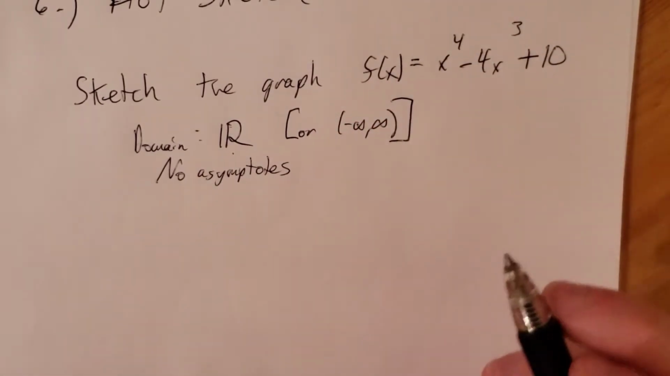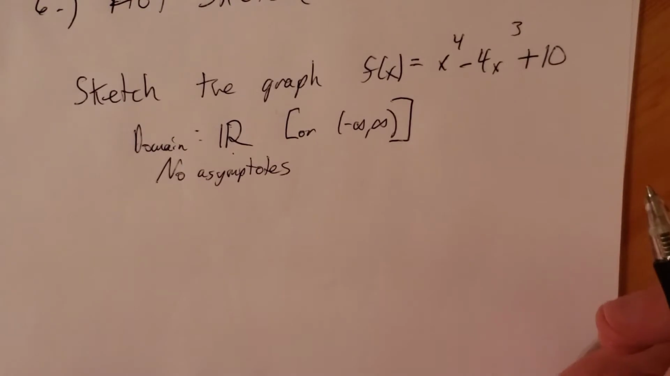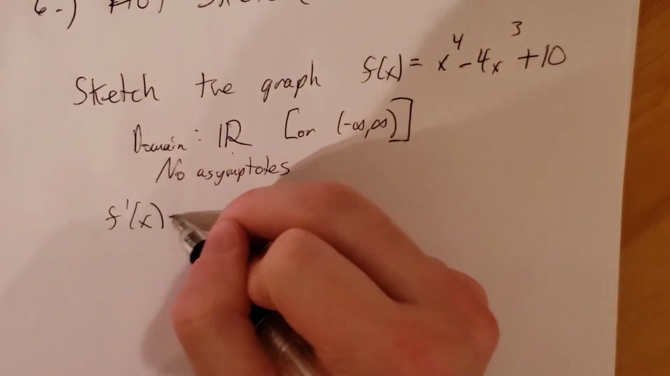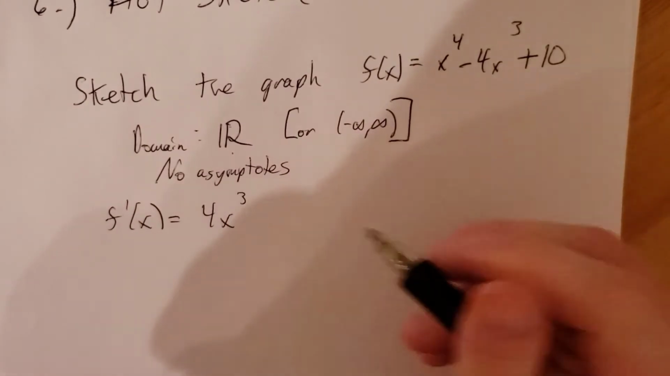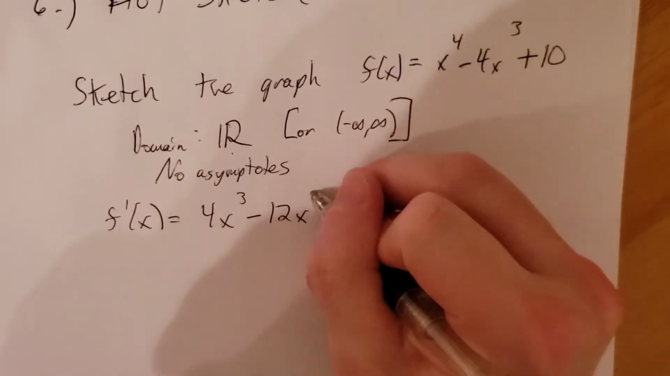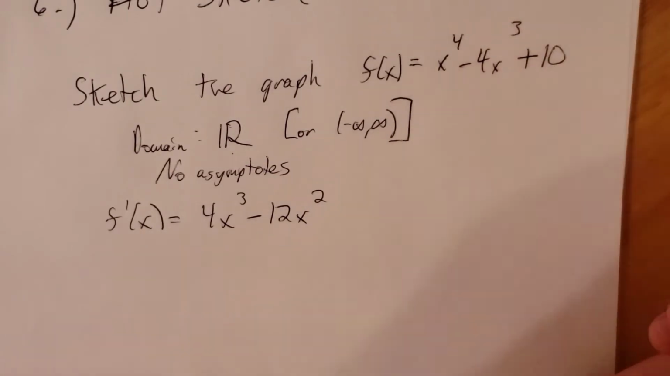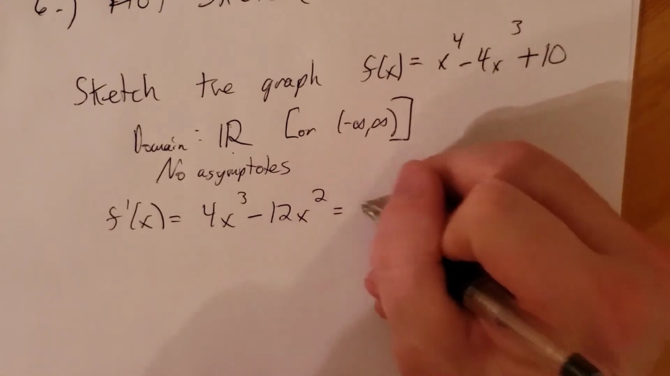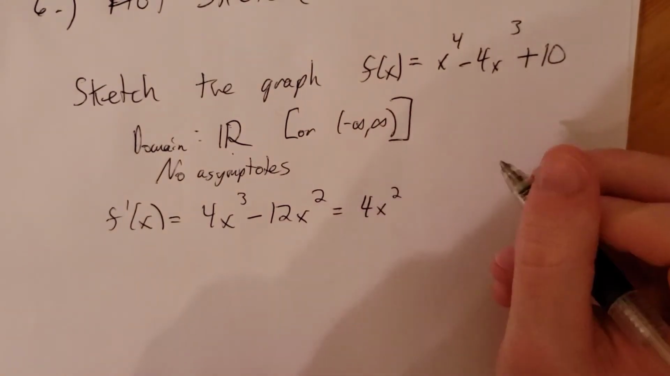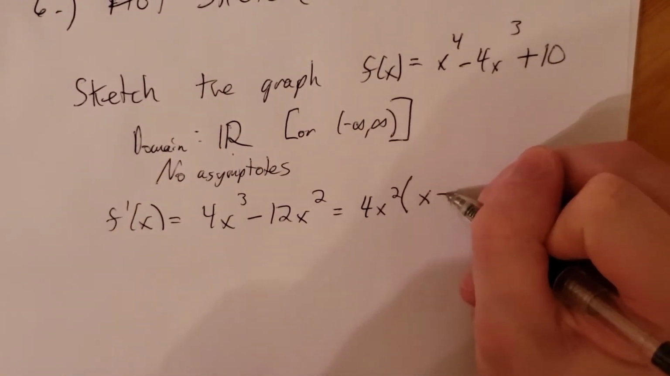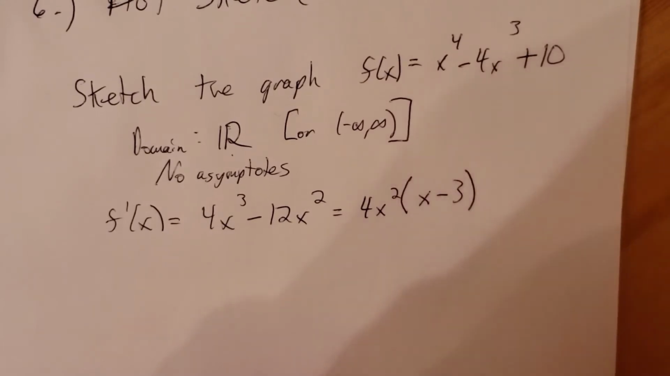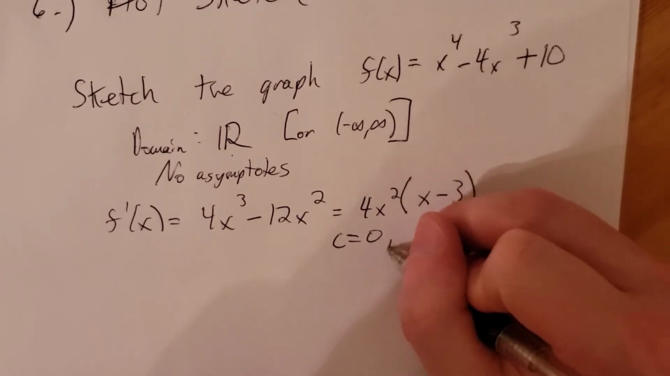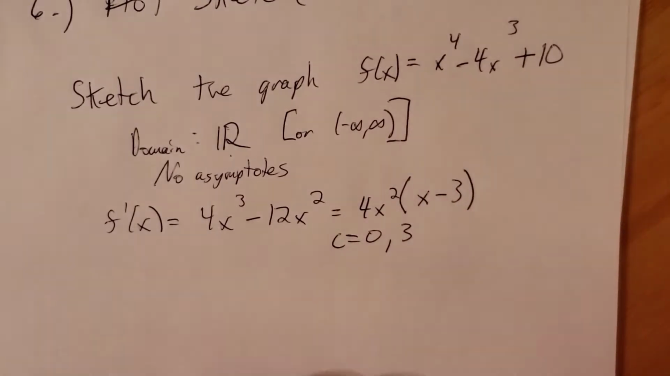The third thing we want to do is find intervals of increase and decrease. We do that by finding the first derivative. So f prime of x is equal to 4x cubed minus 12x squared, and the 10 goes to 0. From here, we can factor out a 4x squared, and we get x minus 3. And so we see two critical values, c equals 0 and c equals positive 3.